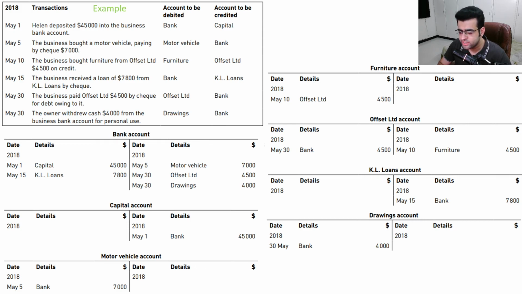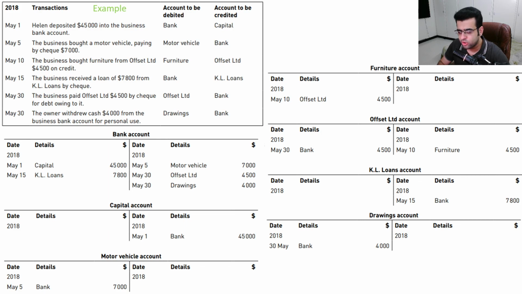Now moving on to the next transaction, that is on May 15. The business received a loan of 7,800 from KL Loans by check. So money is coming into the business's bank account, but this money is coming from loan, not from owner's equity. So bank will increase by 7,800, that is it will be debited by 7,800 and we will write KL Loans. And on the credit side, we will create an account of KL Loans and on its credit side we will mention 7,800, which is a liability that we have to pay back at some point of time, and we will write bank in the reference.